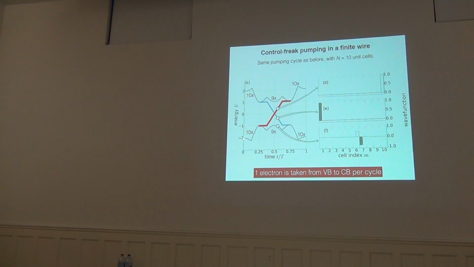My claim is that at that point, one of the electrons filling those 10 states will start to go up to the conduction band, and when it's going up, it's localized on the right edge, and the others will remain in the valence band. So this means that one electron is taken from the valence band to the conduction band per cycle.